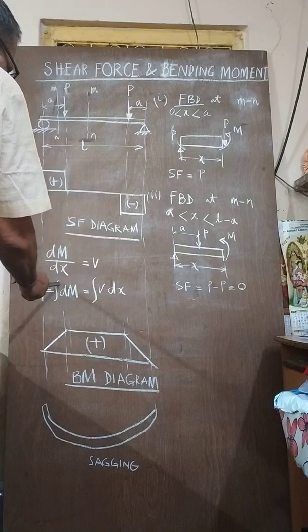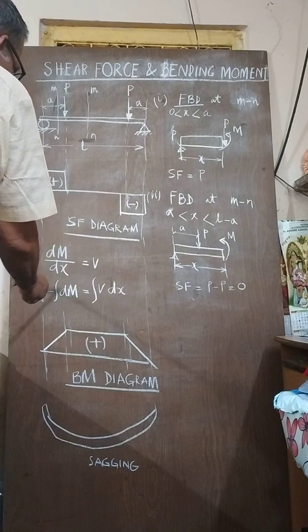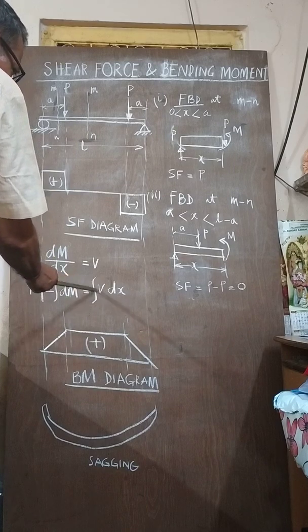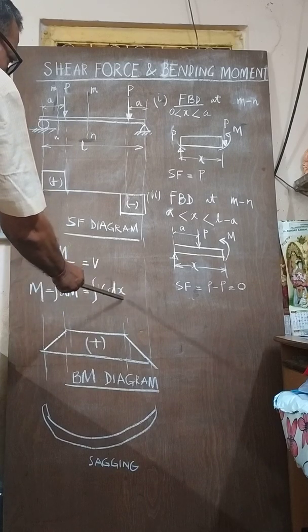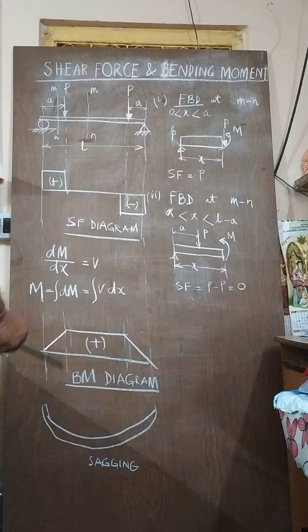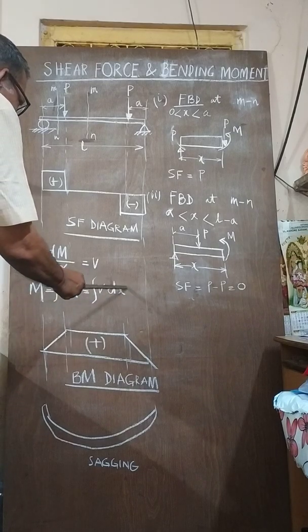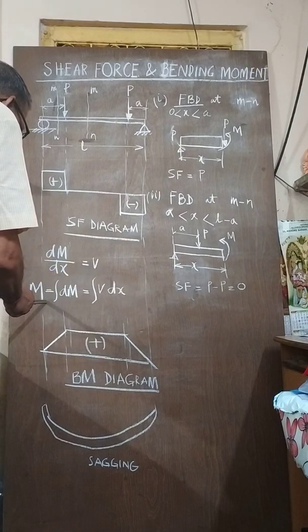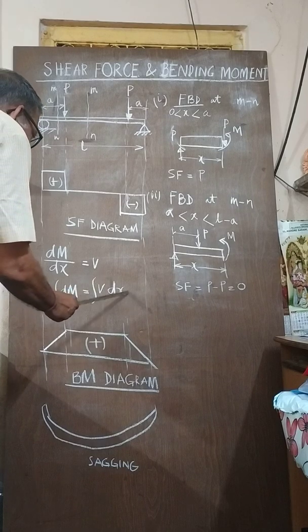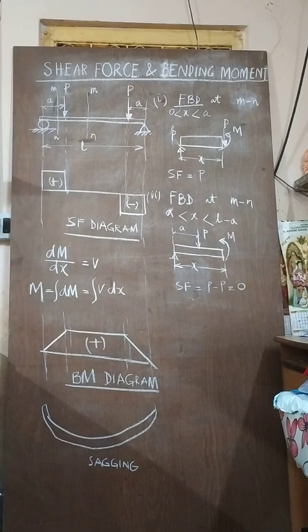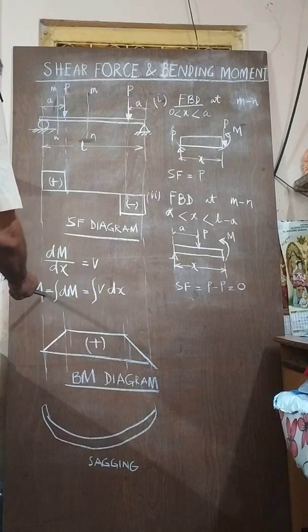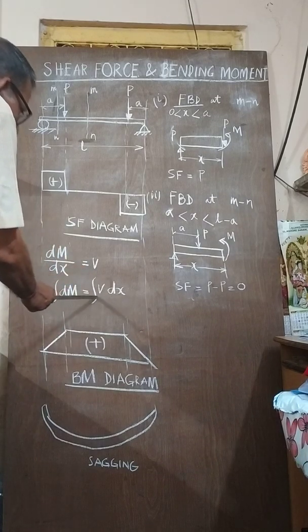So dM/dx is equal to V. So M is equal to the integral of dM, which is the integral of V dx. This means the area of the shear force diagram curve. So bending moment at any point x is the area of the shear force diagram up to that point. It's a very important part.